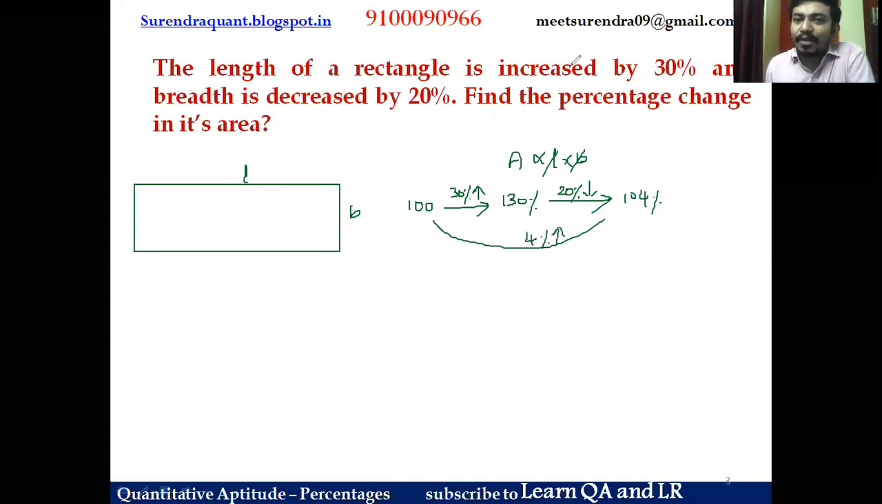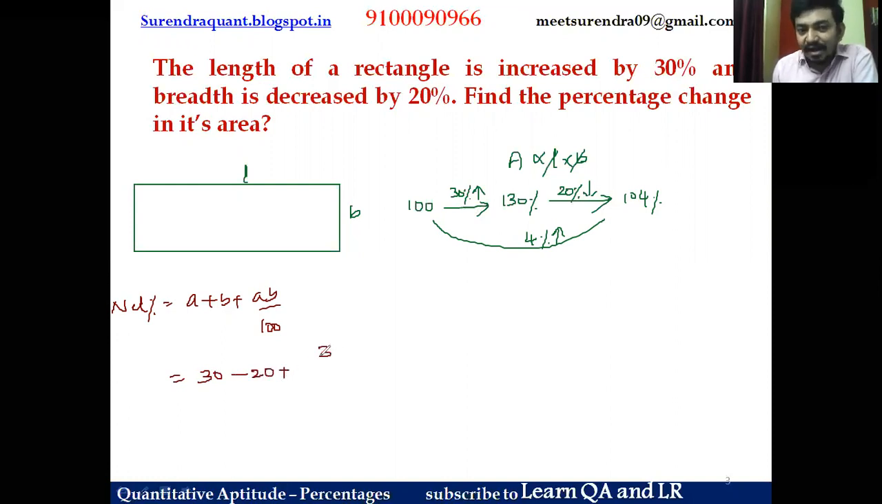Or if you want to go by the formula method, A plus B plus A into B by 100, the net percentage change. What is that? Here length means A plus 30, breadth means B minus 20, right? Because that is decreasing. Now A into B by 100, so the zeros cancel. 30 minus 20 is 10, and 3 into minus 2 is minus 6. So this is 4%. Positive means increase.